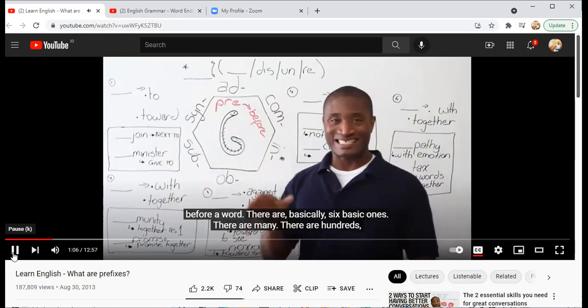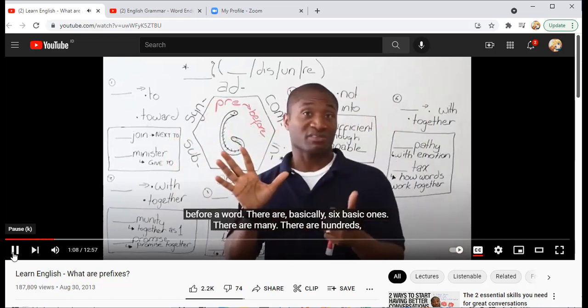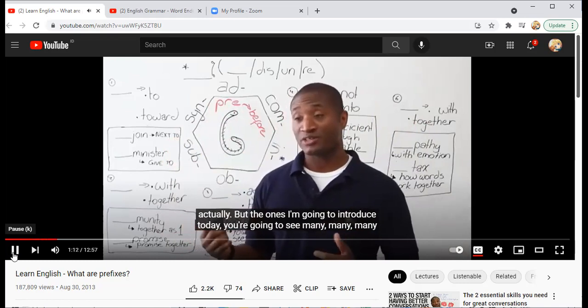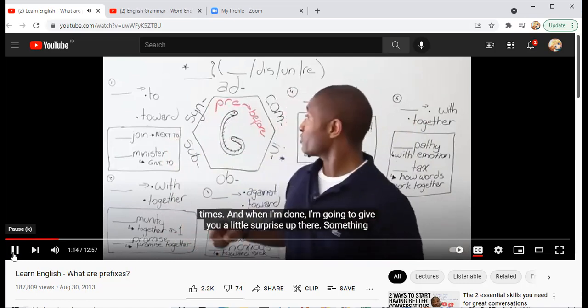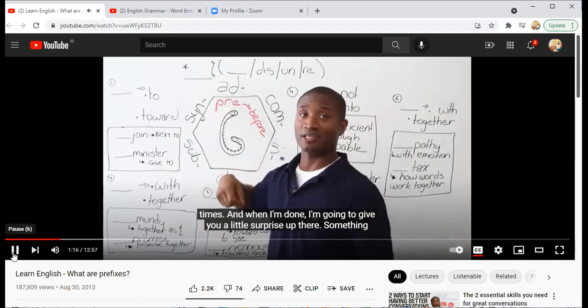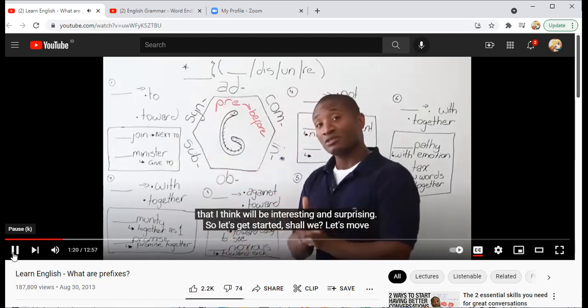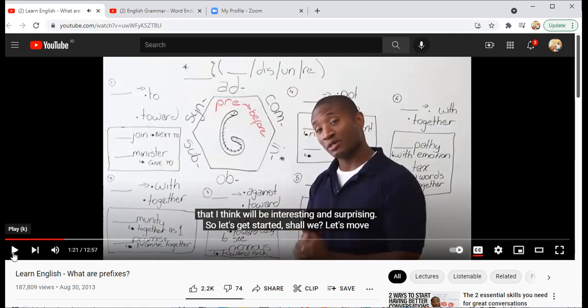Anyway, so prefix goes before a word. There are basically 6 basic ones. There are many. There are hundreds, actually. But the ones I'm going to introduce today, you're going to see many, many times. And when I'm done, I'm going to give you a little surprise. Something that I think will be interesting, surprising. So let's get started, shall we?